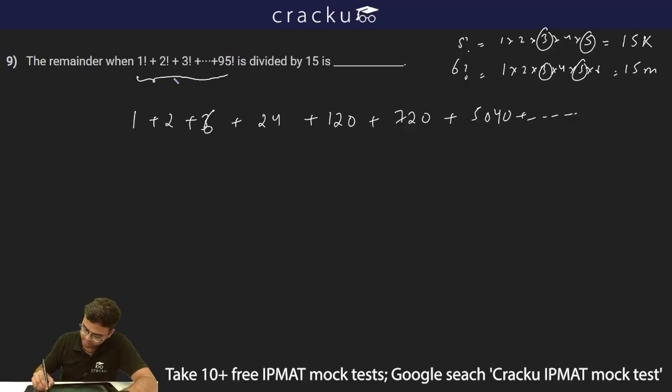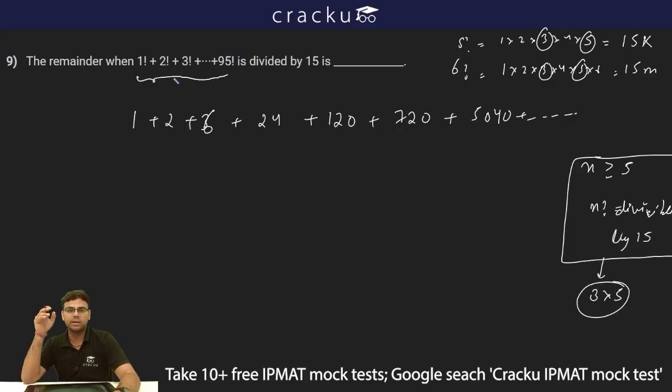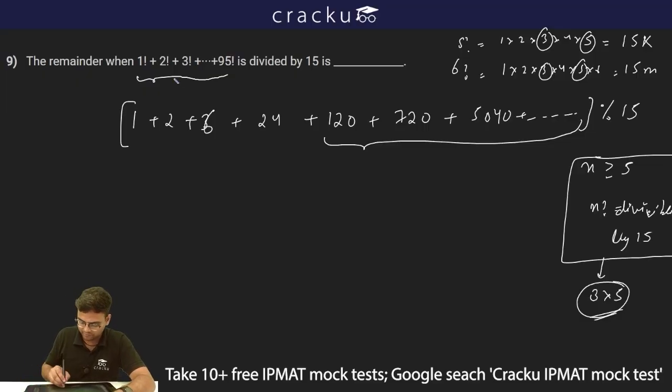So for all n greater than or equal to 5, n factorial will be completely divisible by 15. The reason for this is we will find 3 into 5 in their expansion. For every such n factorial, there will be at least one 3 and at least one 5 in the expansion, because of which it will be completely divisible by 15. So if I have to find the remainder when it is divided by 15, all these terms up till the end will be completely divisible by 15, so they will leave remainder 0.